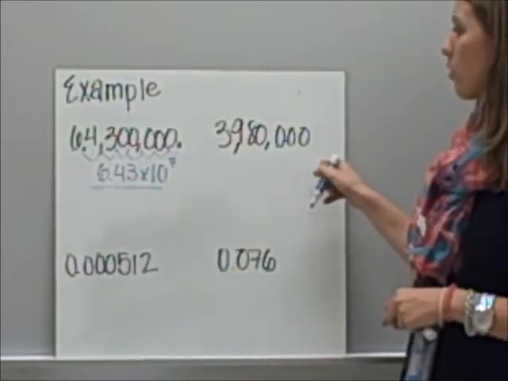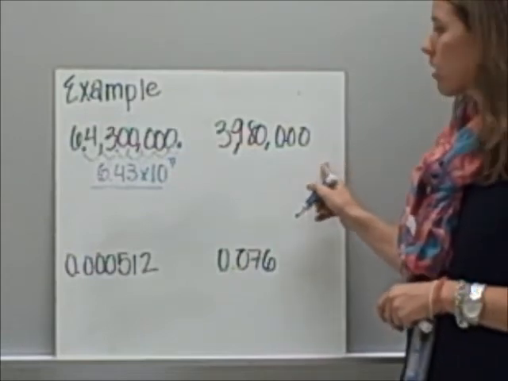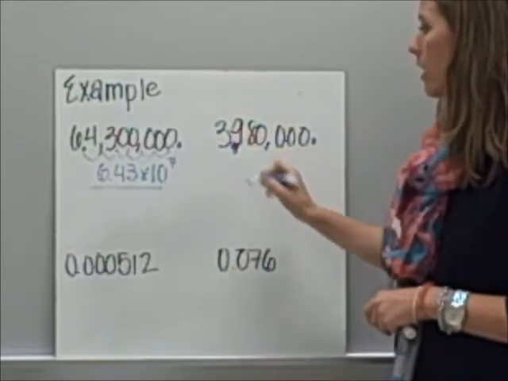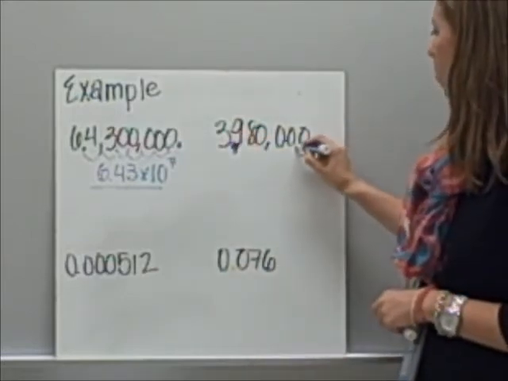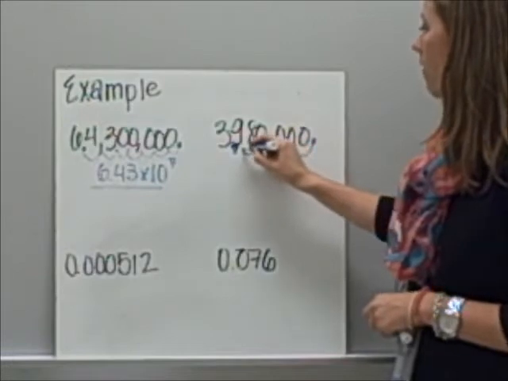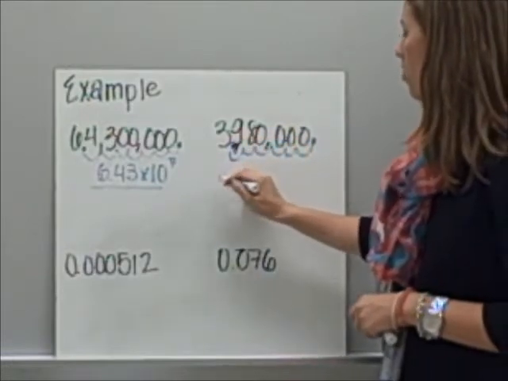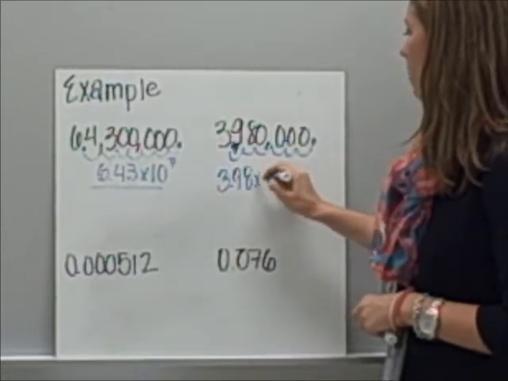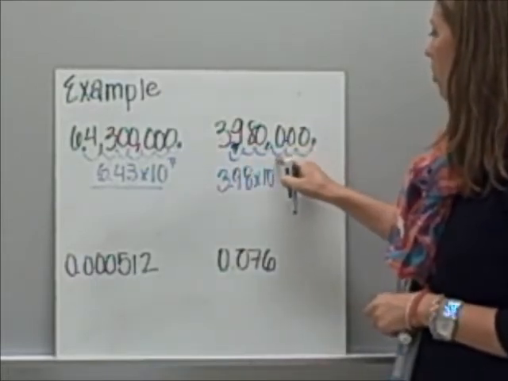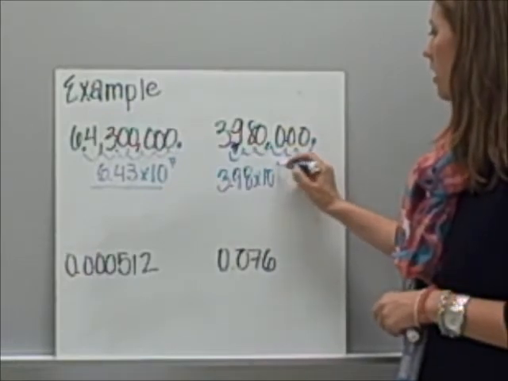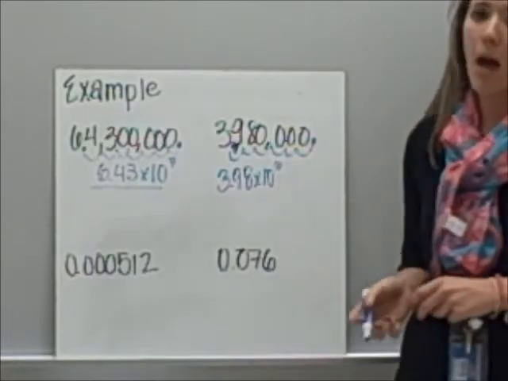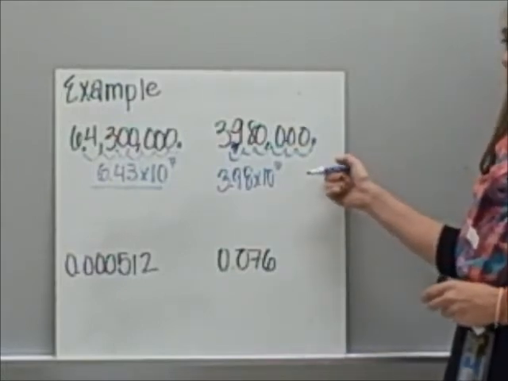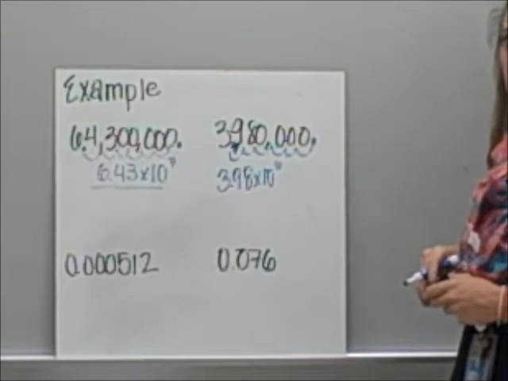The next one is 3,980,000. Again, our decimal point starts back here, and we want it to be right here. We count our bunny hops, 1, 2, 3, 4, 5, 6. So we have 3.98 times 10, 1, 2, 3, 4, 5, 6 to the 6th power. And that's it. Those are both positive exponents. Those are really large numbers, both in the millions.